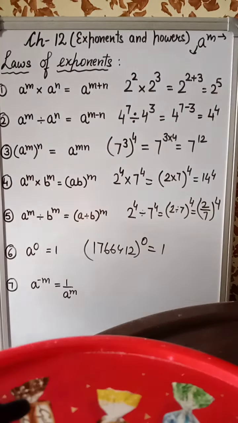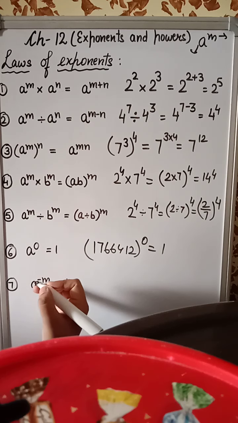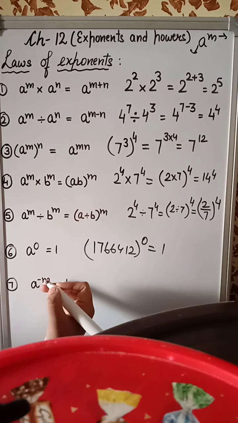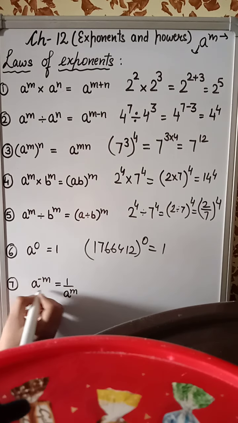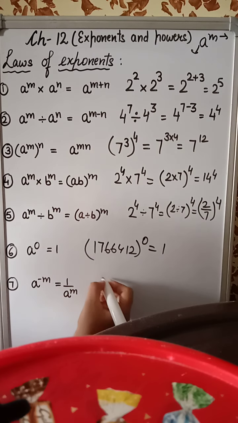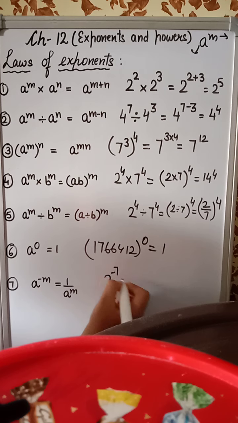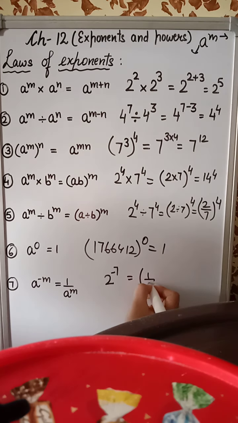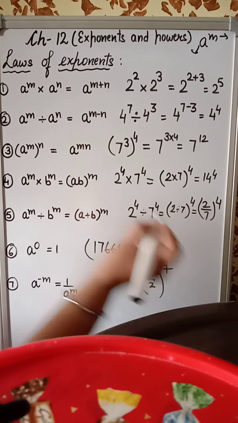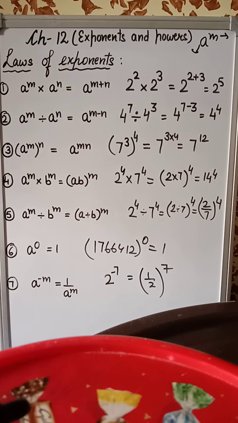Now next law is negative power. If there is a negative sign in the power, then we have to make it positive. How will we make it positive? We'll simply take the reciprocal of the base. If it is 2 raised to power minus 7, so what will we do? Base is 2, reciprocal of base is 1 by 2, and power will become positive. This way we can make the power positive.